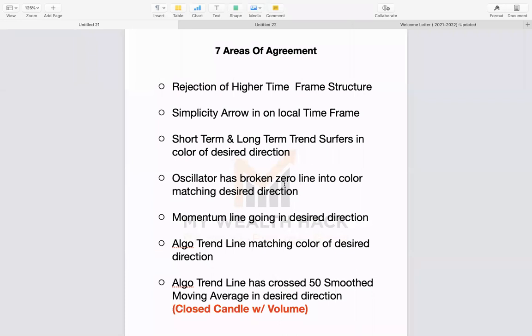In this particular scenario, the momentum line, for those that have it. Sometimes on some setups I have it, some setups I do not. It should also be pointing in the same direction. In this case, it should be pointing down.